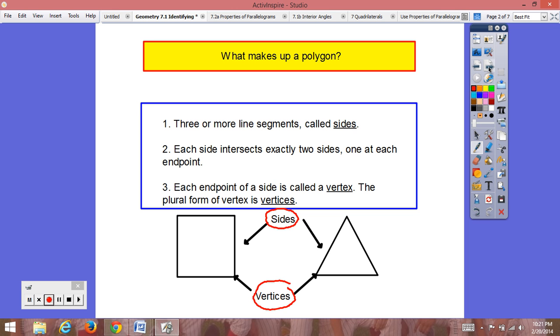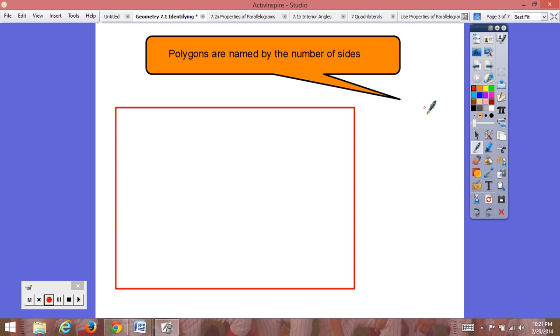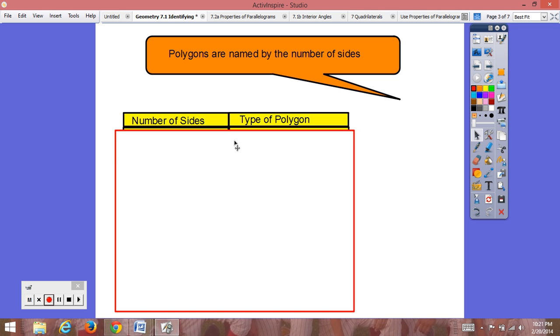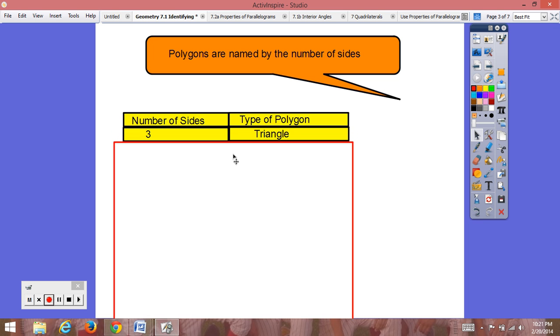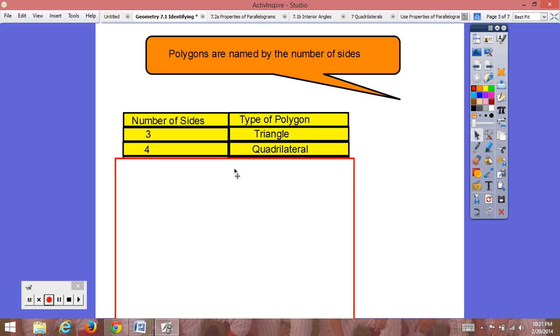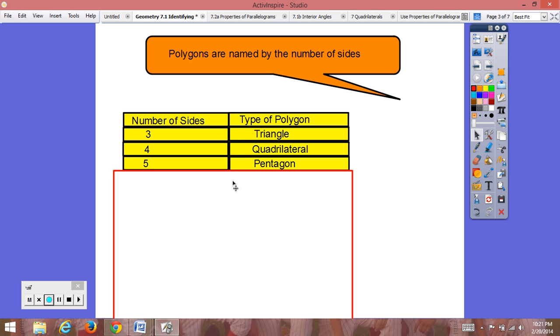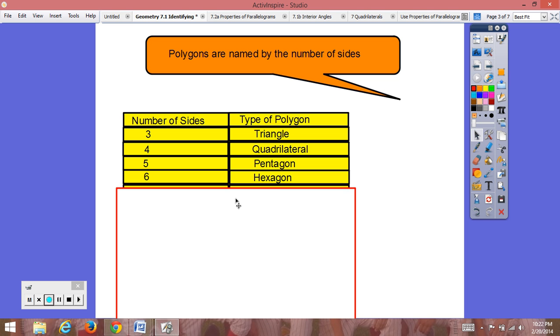So now that we know the characteristics of a polygon, we can identify them. And polygons are named by their number of sides. And if 3 is the least number of sides you can have for a polygon, we should already know what that is. If there's 3 sides, the polygon is a triangle. 4 sides is a quadrilateral. 5 is a pentagon. 6 sides would give us a hexagon.